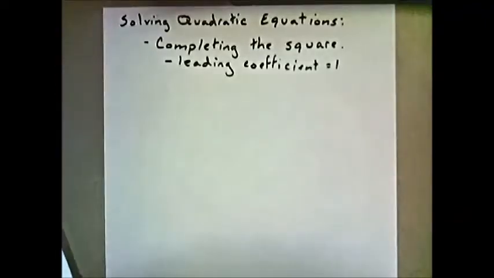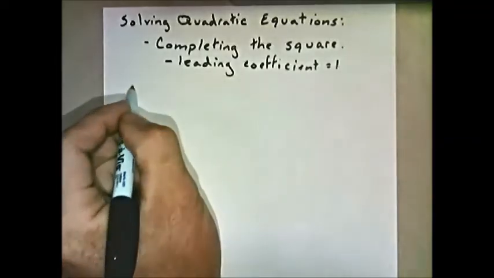Not all quadratic equations can be solved easily through factoring. Some will require a new technique. This technique we're going to call completing the square. Today we're going to simply look at leading coefficients that are equal to 1. So let's take an example.